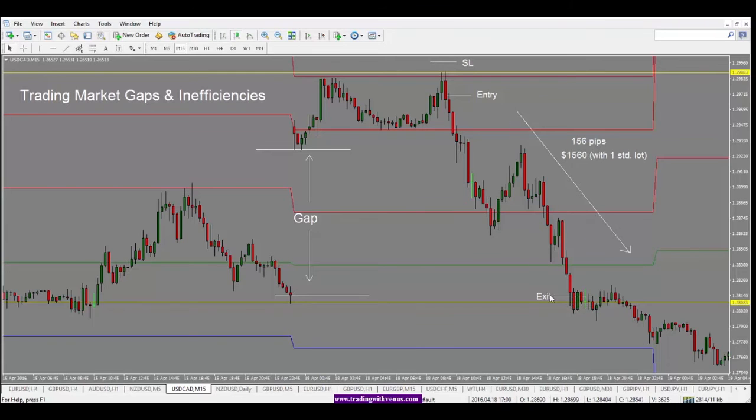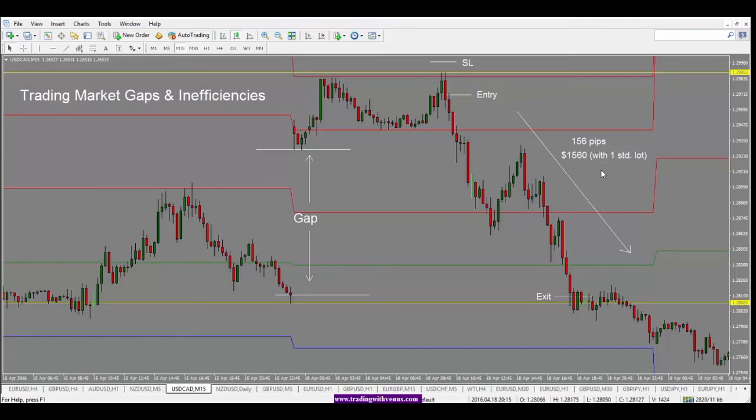As we can see here, price came back in, and once you get this green candle, which is again a reversal pattern here, you would get out of the trade. In this trade, there were about 156 pips from entry to exit. Overall, the move was about 180 pips. So a nice amount of profit in the trade.